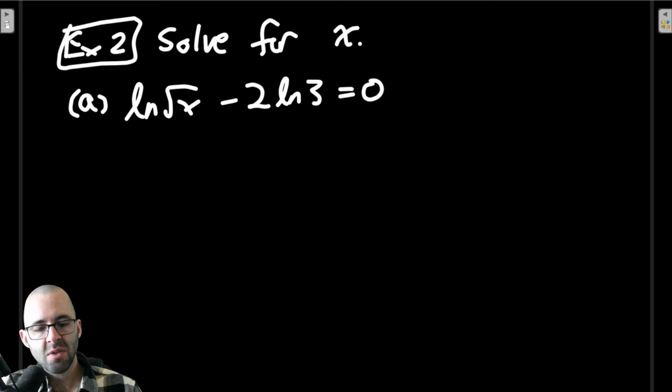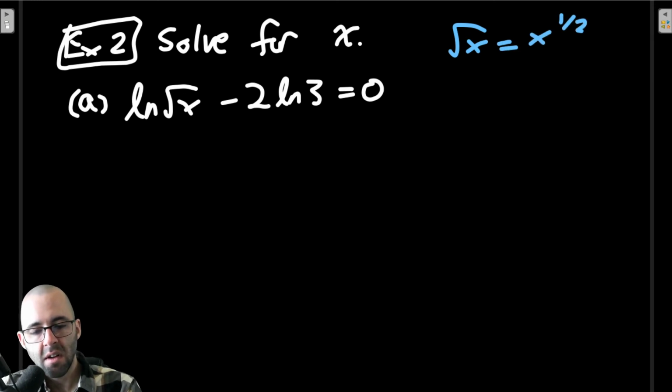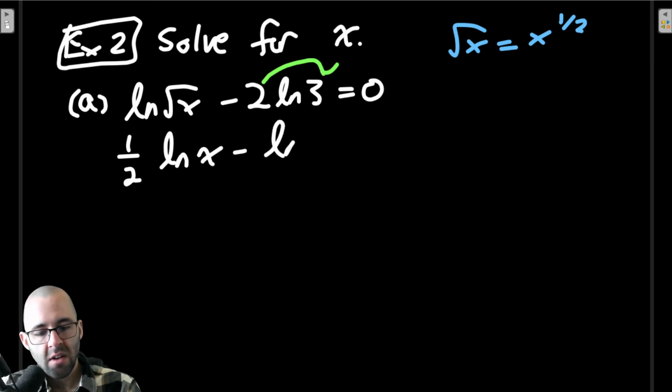The natural log of the square root of x. I don't like square roots. But remember, the square root of x is x to the 1/2. So we can actually write this as 1/2 times the natural log of x. And vice versa with this one. This 2 can go in front, or inside, 3 squared is 9. Because we want the x by itself.